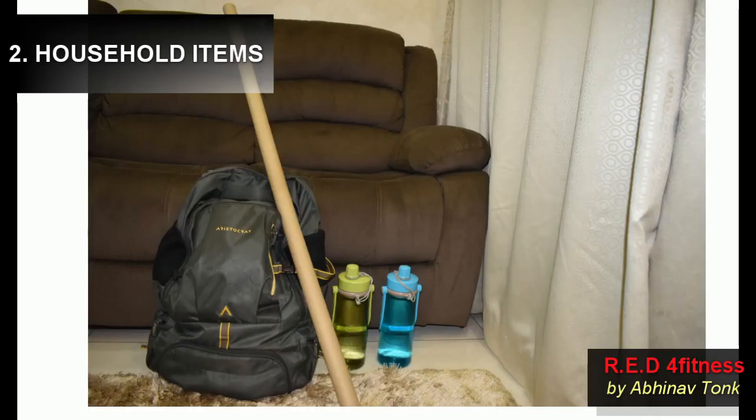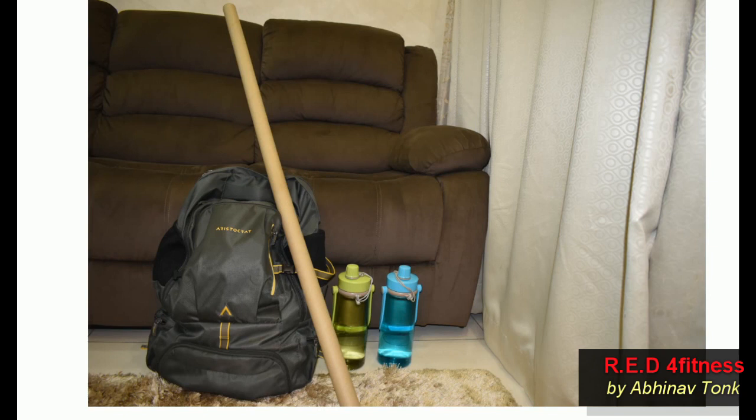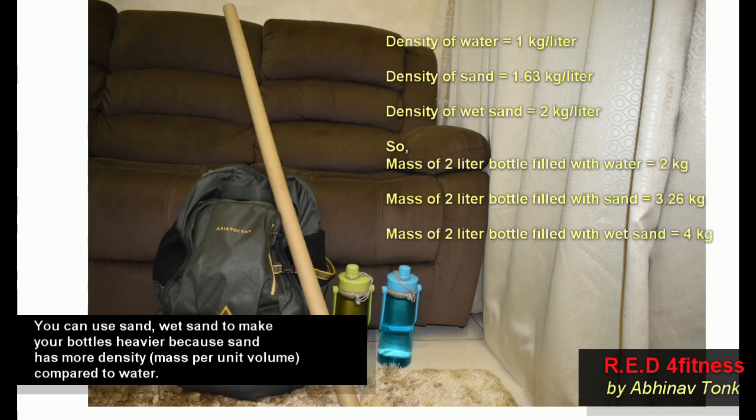Now let's quickly see what things we are going to use in our back home workout. First, we are going to use water bottles. You can take 2 liter soda bottles and utilize those in your home workouts. Second is a laptop bag or any bag which you can carry on your back. And third is a stick. In the 2 liter bottles you can fill water, or if you want to make your bottles a little heavier, then you can use wet sand, because sand has more density than water, so it will be a little bit heavier.